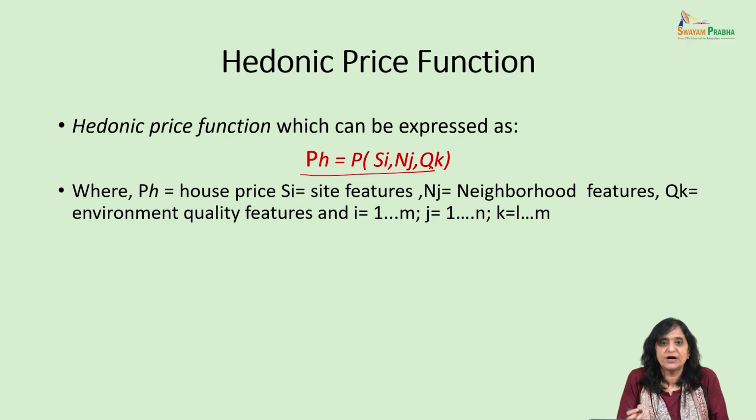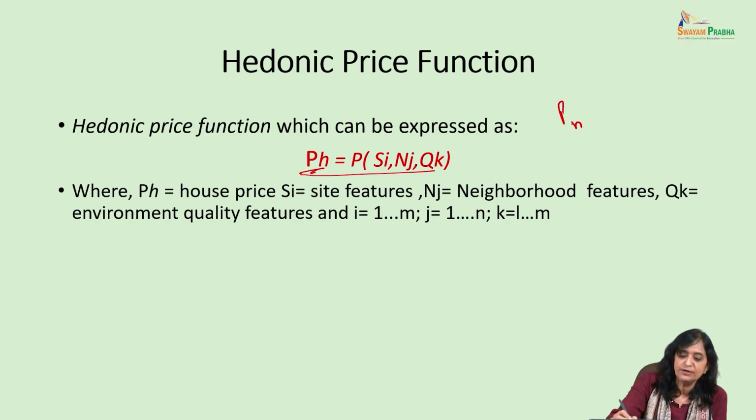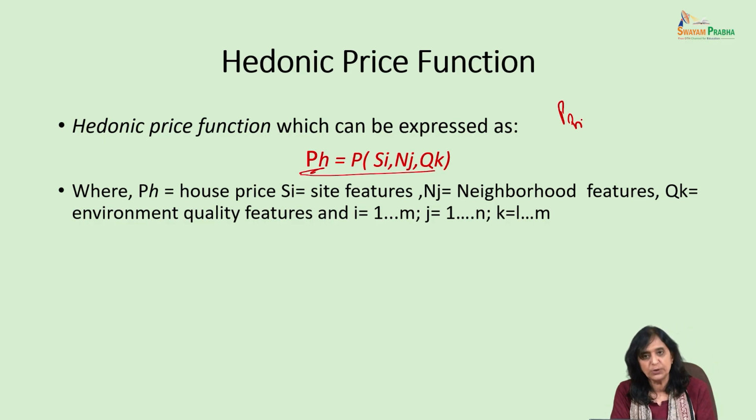We all know what a function is. That is, there are a few independent things which have an impact on the dependent variable. So there is a dependent variable, that is, its value is going to be dependent on certain independent things. So when these independent variables change, it changes the value of the dependent variable. In our case, the dependent variable is the price of the house, which we have represented by PH. So PH is the price of the house because we are trying to derive the hedonic price function.